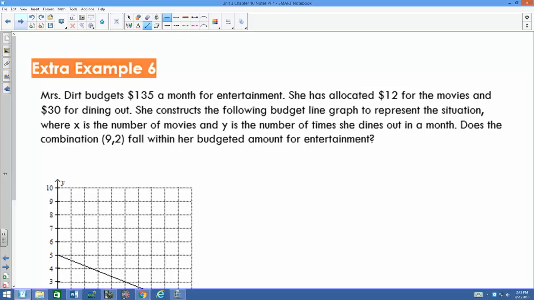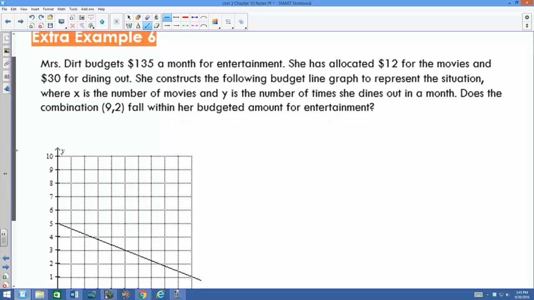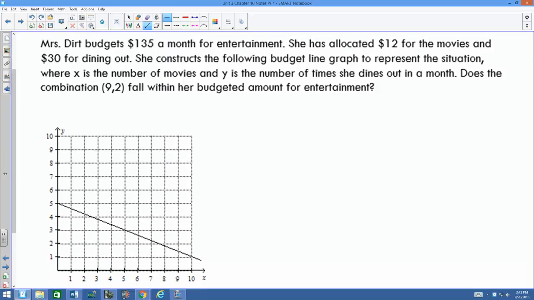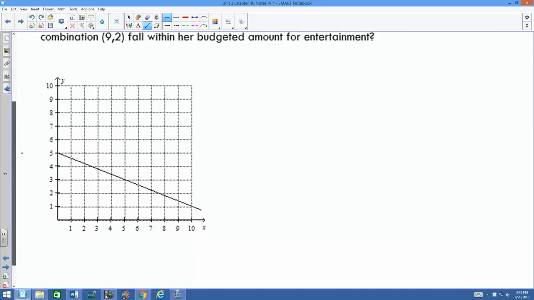All right, so extra examples. This is what it's going to look like on the test. Ms. Dirt budgets $135 a month for entertainment. She's allocated $12 for the movies and $30 for dining out. She constructs the following budget line graph to represent the situation, where X is the number of movies and Y is the number of times she dines out a month. Does the combination 9-2 fall within her budgeted amount for entertainment?